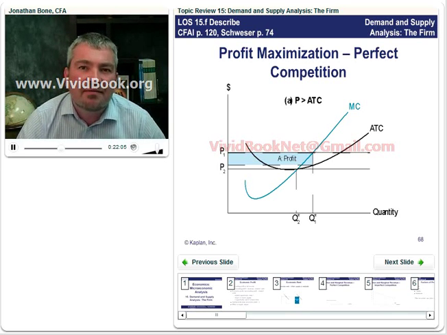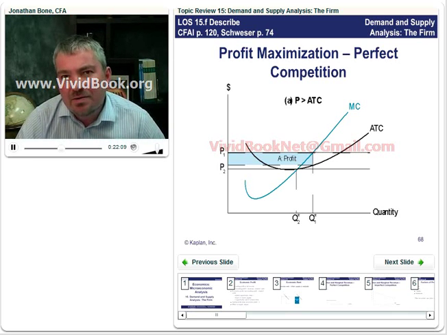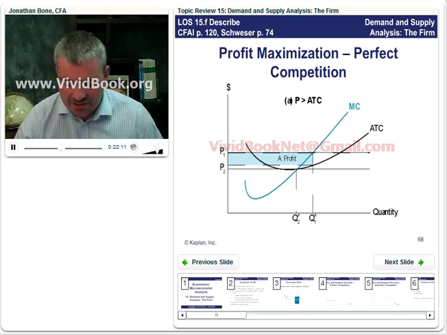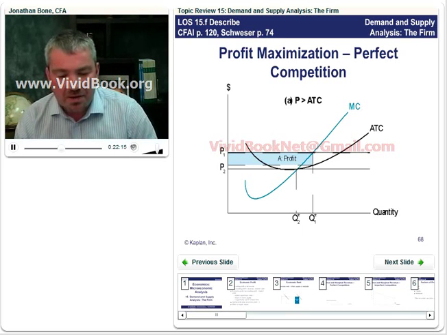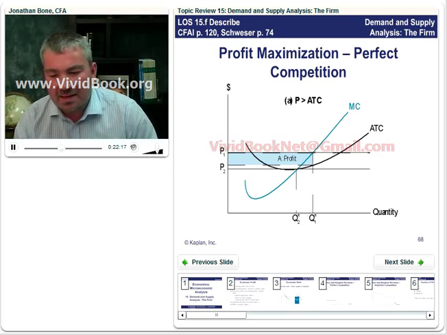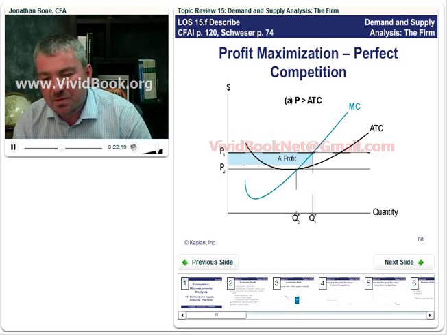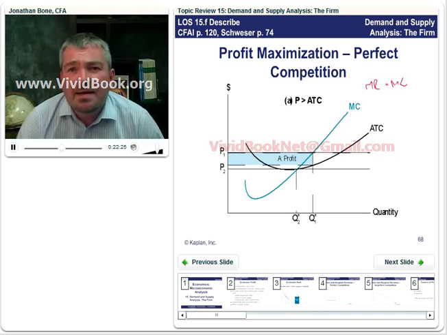Let's start off if the price was at P1. Now what you do in profit maximisation is we're looking for a profit maximising level where marginal revenue of the firm is equal to marginal cost. So marginal revenue is equal to marginal cost. What does this mean? The additional revenue from selling one extra unit is equal to the cost of producing it.